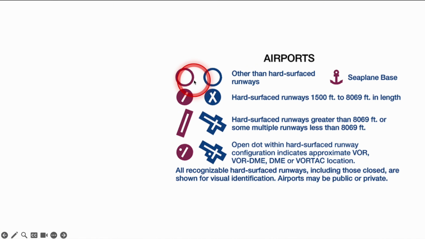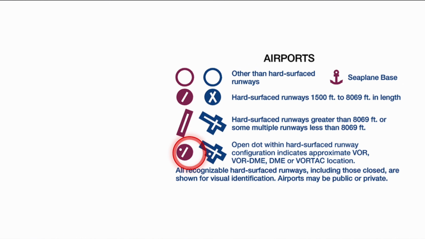Airports with an open circle are other than hard surface runways, so that means it's not paved. So it could be dirt, grass. If it has the runway layout and it's kind of an enclosed circle like this, it's a hard surface runway, meaning it's paved between 1,500 and 8,069 feet in length. If it's longer than 8,069 feet, or if they have some multiple runways less than 8,069 feet, it'll be depicted like this. So it's basically going to trace the outline of the runway itself.